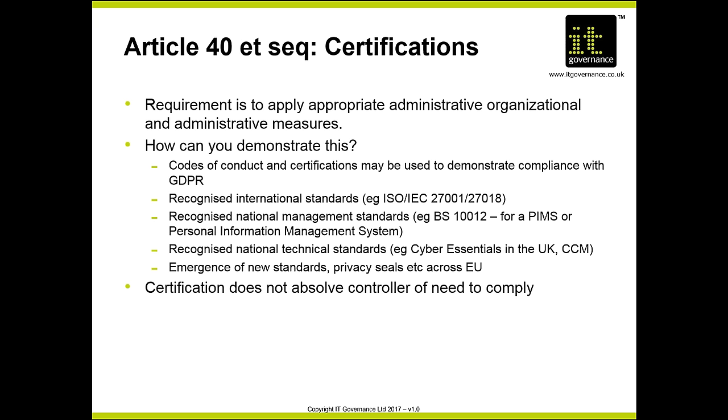So given that GDPR says that all organizations have to demonstrate appropriate administrative and organizational measures to comply with the Principle 6 requirement to protect personal information, the question becomes, how on earth would we demonstrate this? If we're breached, and bear in mind that with breaches it's not a case of if but when, how do we demonstrate that, in spite of the fact that we were breached, we were doing the right thing? And the answer is codes of conduct and certifications.